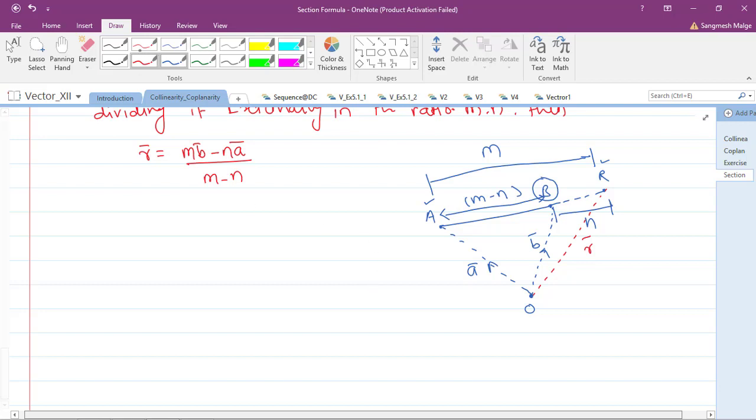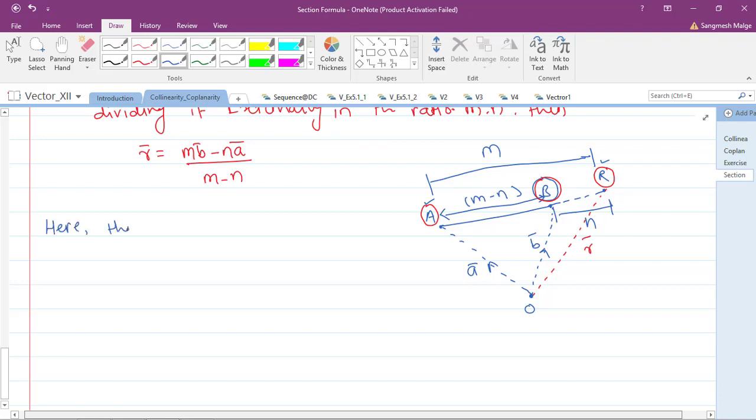Now you can see that this point B is dividing this section AR internally in the ratio m minus n by n. Okay, so we'll make use of theorem number 5 and directly write it down here.